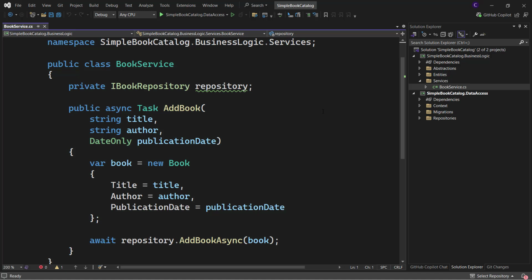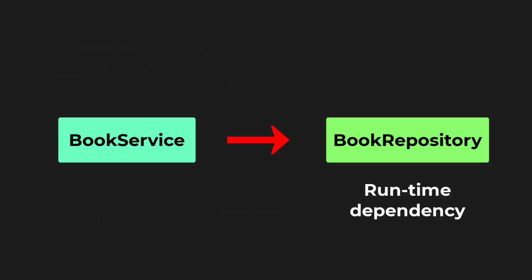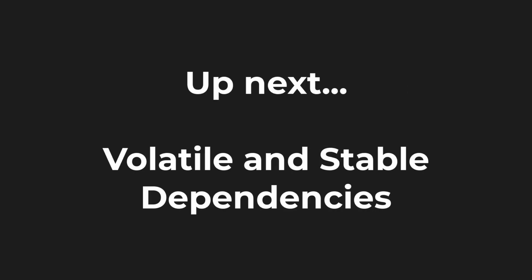But this completes just one half of the story. A BookService object still needs a BookRepository object at runtime. So how do we provide an actual BookRepository instance for BookService to work with? In other words, what about the runtime dependency between BookService and BookRepository? That will be answered in the next section where we discuss the various dependency injection design patterns that are available. But before that, let's have a look at volatile and stable dependencies.